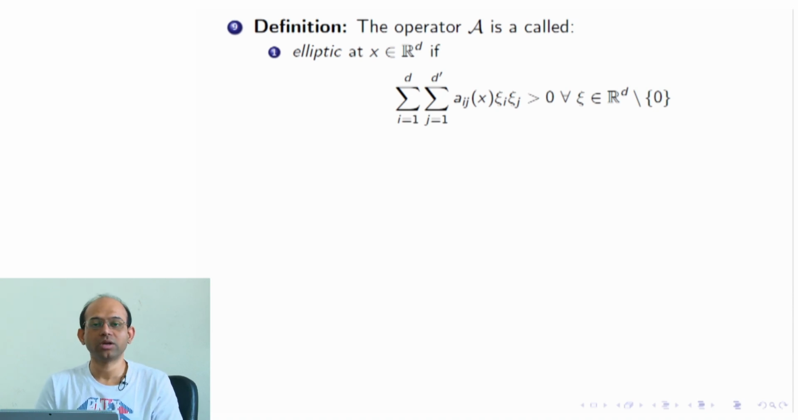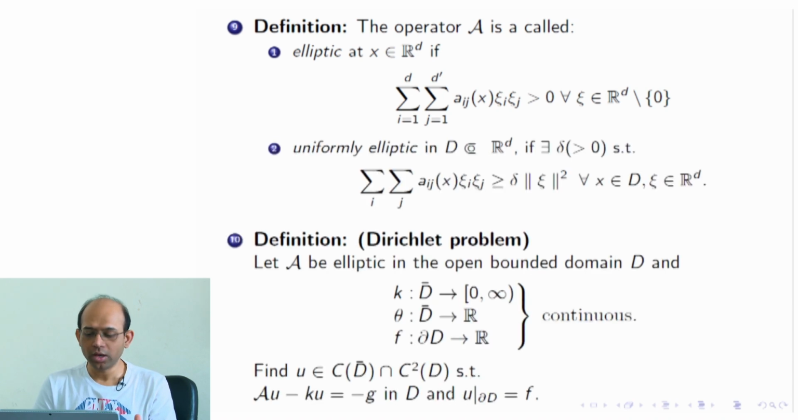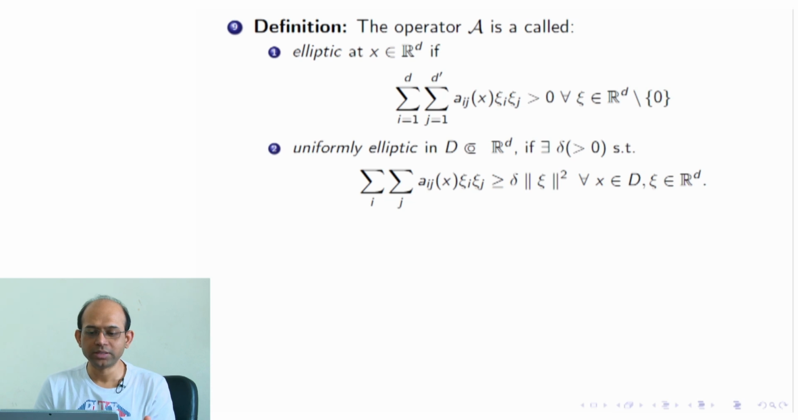This is a strong condition on the coefficient A, and if that condition is true, then the operator A is called elliptic. We call A uniformly elliptic in a domain D, which is an open domain D, so this is like an open subset of R^d, if there exists a positive delta such that the same quantity a_ij(x) xi_i xi_j is greater or equal to delta times the norm of xi squared. This is a stronger condition. It doesn't matter what x is in D, for all x in D it is true. This implies the previous one, but the reverse is not true, correct?